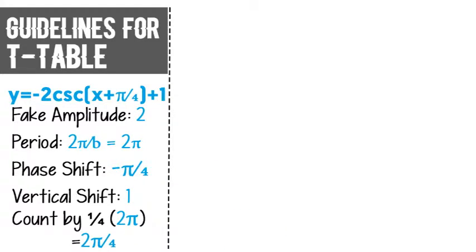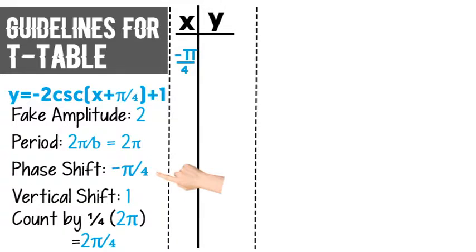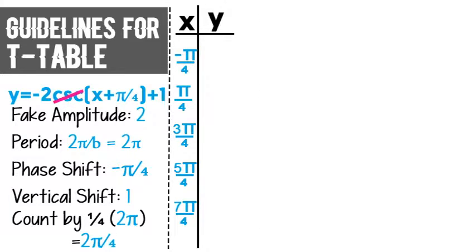Note, although it can also be reduced as pi over 2, we would like to make sure that it has the same denominator as the phase shift for easier plotting. Set up the t-table. Start with a phase shift, then count by quarter of the period again. Since cosecant is the reciprocal function of sine, we need to graph sine first. We will replace cosecant with sine in the equation, then proceed to equating.